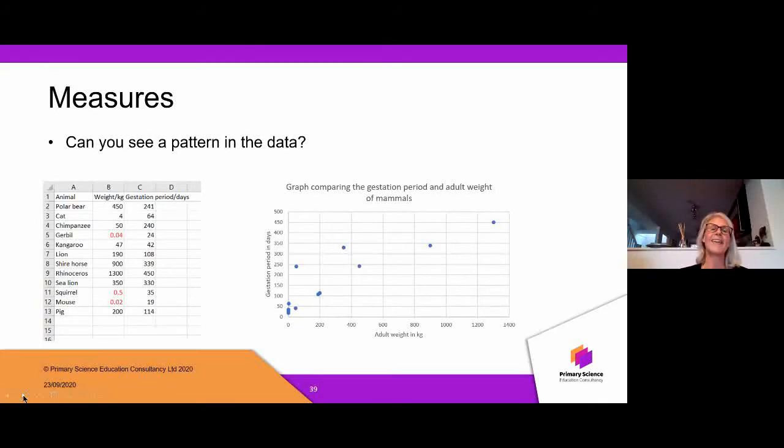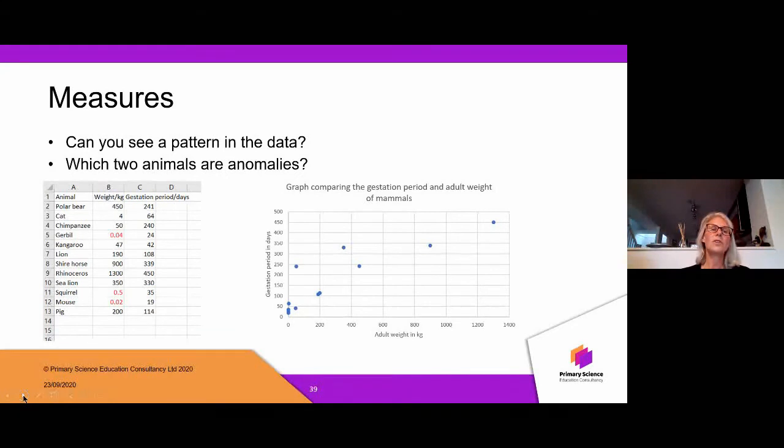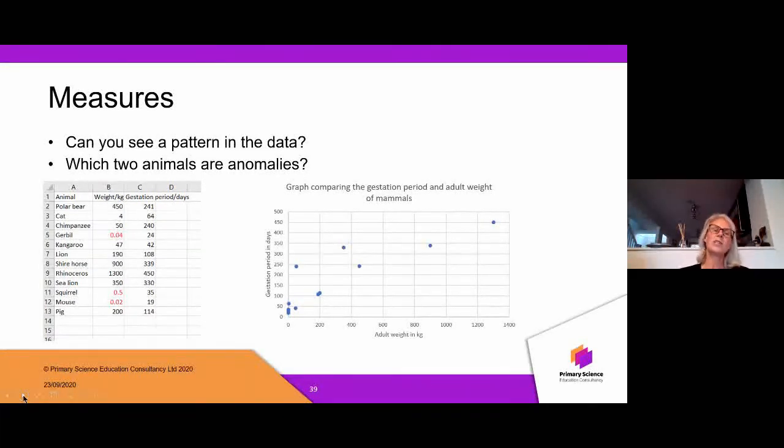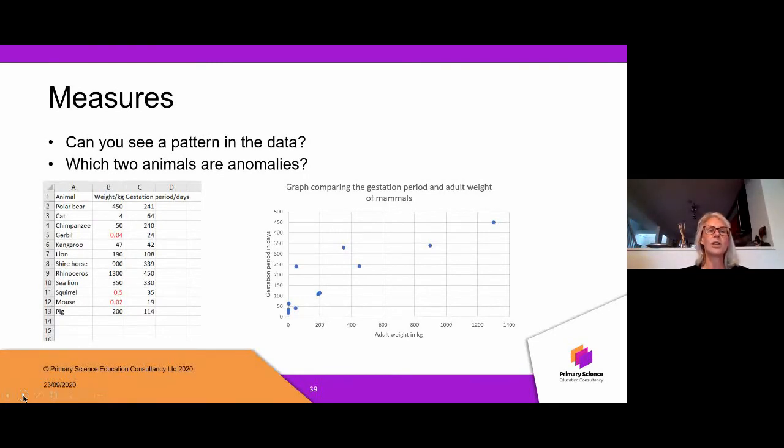It's quite obvious there that actually the heavier the adult weight, the longer the gestation period. But there are 2 animals that seem to be a little bit of an anomaly. Their particular weights and gestation periods don't seem to fit with the general trend. I just wonder whether you can work out which animals they are. You'll need to look at the points on the scatter graph, and then link those back to the table.